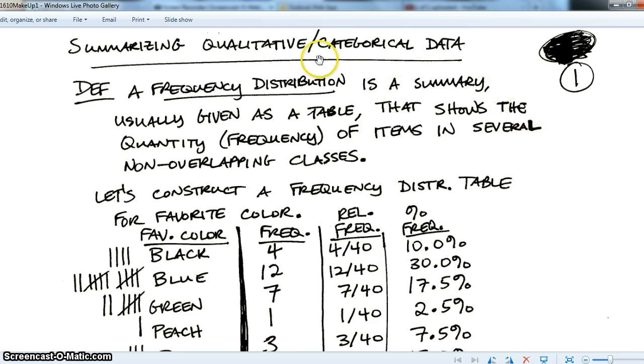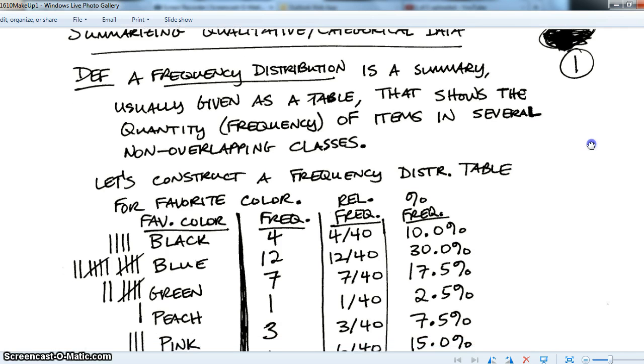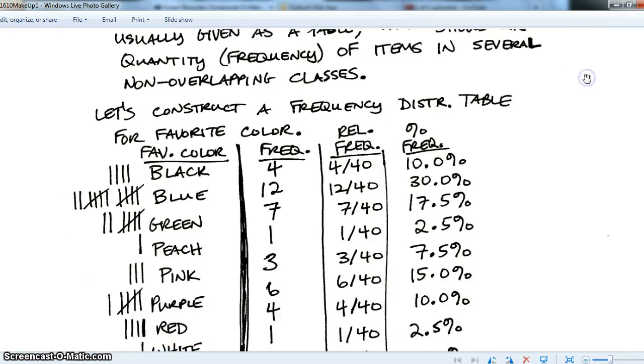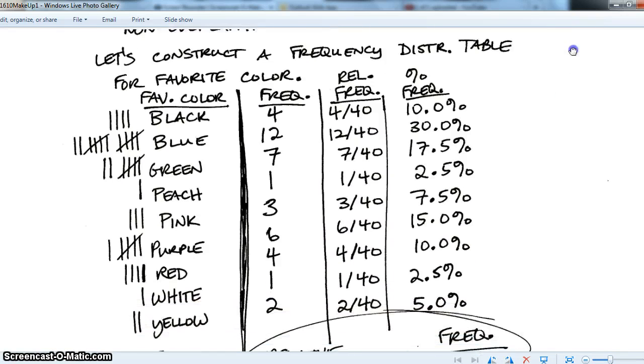So frequency distribution is a summary, usually given as a table, and it just shows the quantity or frequency of the items in several non-overlapping classes. Frequency just means a count. How frequent or how often does something occur? So you obtain a frequency by counting. So we're going to construct a frequency distribution table for the favorite color.